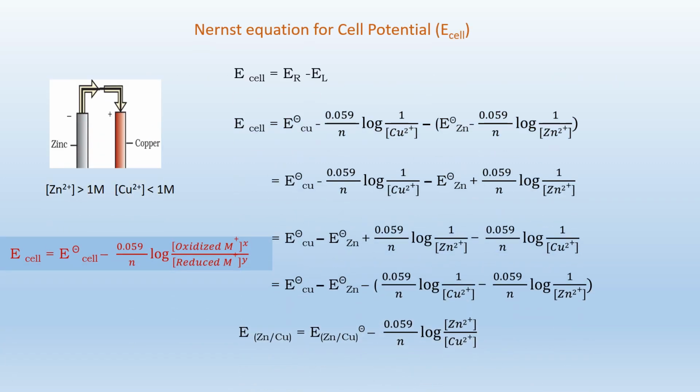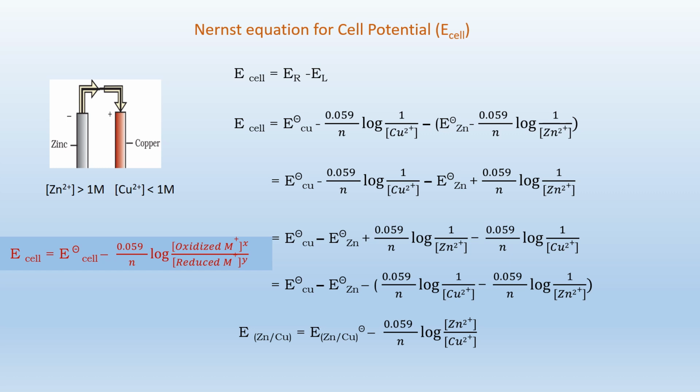Nernst equation for cell potential. To find the cell potential, we should consider the galvanic cell, the galvanic cell of zinc versus copper. We have seen the example of the zinc versus copper electrochemical reaction. In that cell we should always maintain 1 molar concentration before the starting of the experiment: 1 molar of zinc sulfate in the anode compartment and 1 molar of copper sulfate in the cathode compartment.